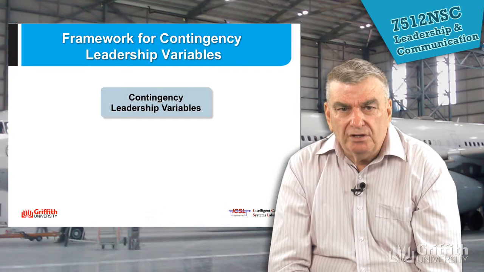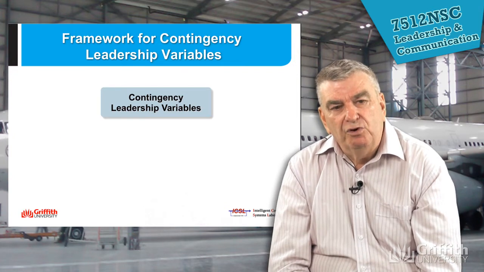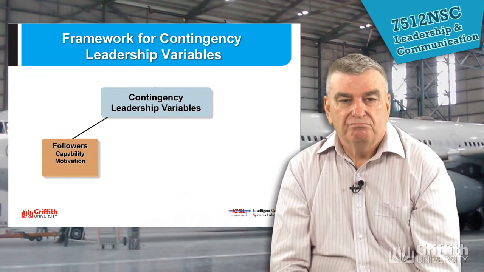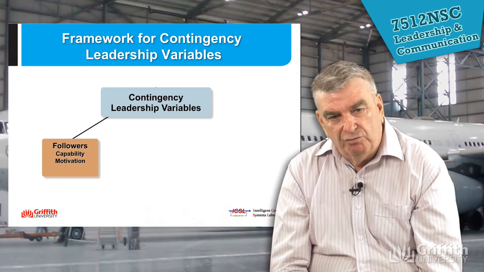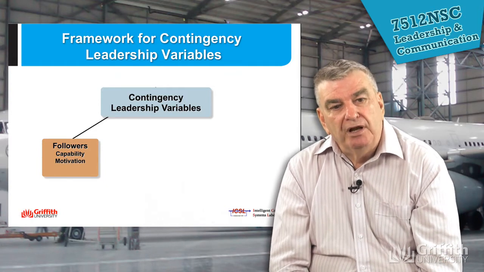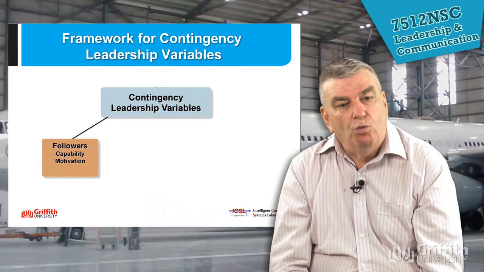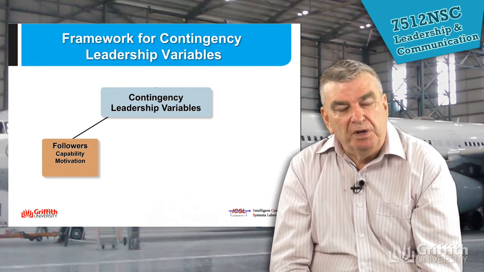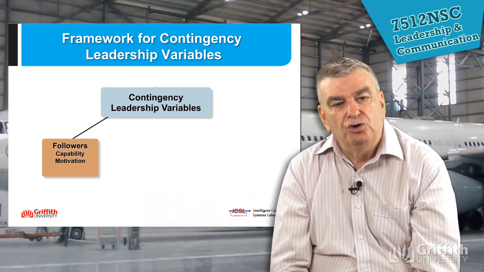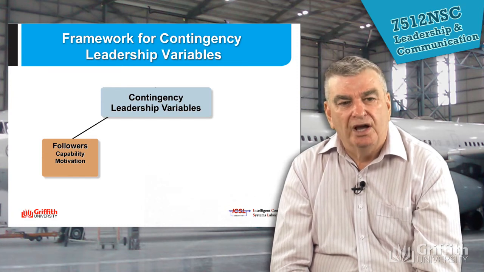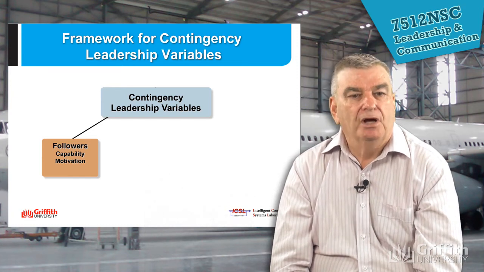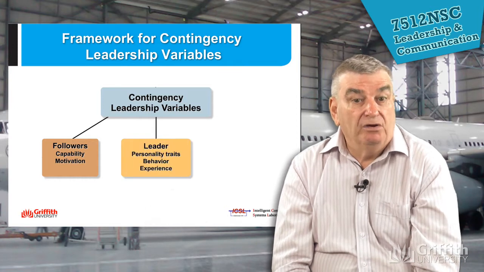So if we look at the framework, we've got a number of variables. We've got the followers. And as we'll find out with the different models, capability makes a difference with followers. And also, what's their motivation? Are these people who are really keen to help you get the job done? Or are they people who always say, you just tell me what to do and I'll do it and I won't do anything more?